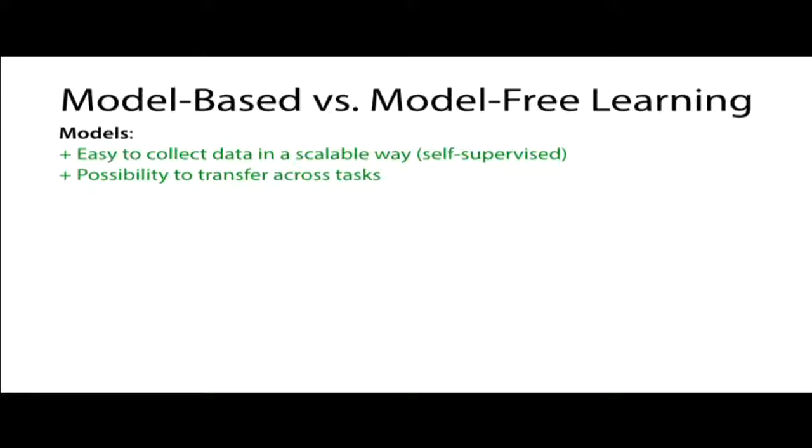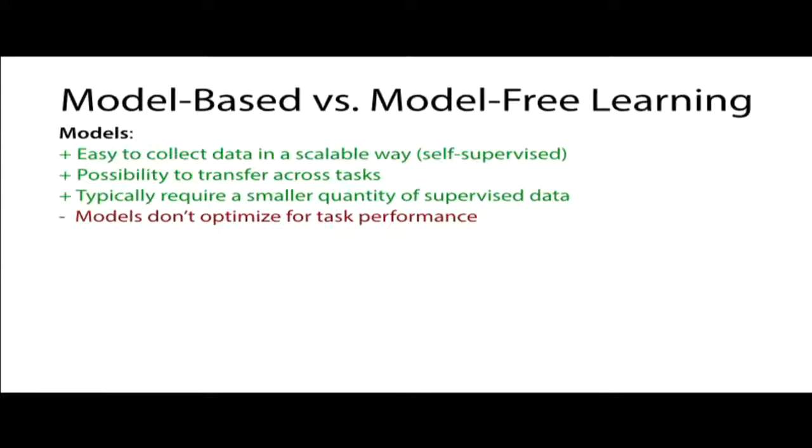And once you learn a model, there's a possibility that you can transfer across tasks because the model is agnostic to the particular task that you're doing or the particular reward signal that you're getting. And in general, once you actually want to deploy these model-based methods, it typically requires a smaller quantity of supervised data, such as a reward function or other supervision, in order to learn a policy or optimize for behavior using the model.